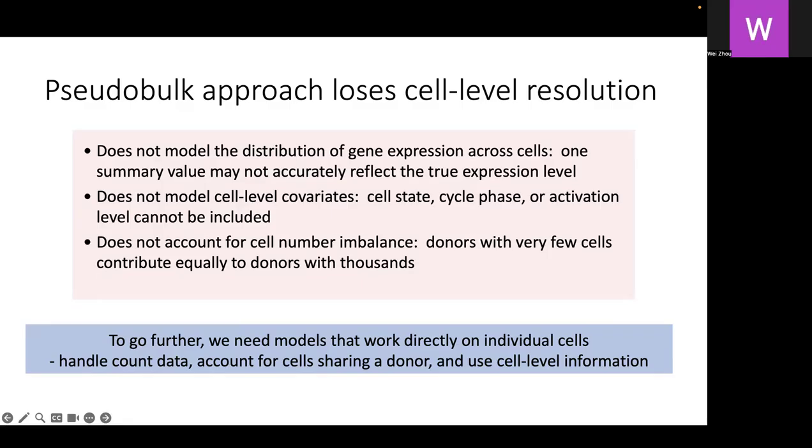If we want to account for where a cell is in the cell cycle or how activated it is, we need cell-level measurements. Pseudobulk has already thrown that away. Third, it does not account for cell number imbalance. A donor with 50 cells and a donor with 5,000 cells contribute the same single value, ignoring the very different reliability of those two summaries. These limitations motivate models that work directly on individual cells, which is what we build toward next.